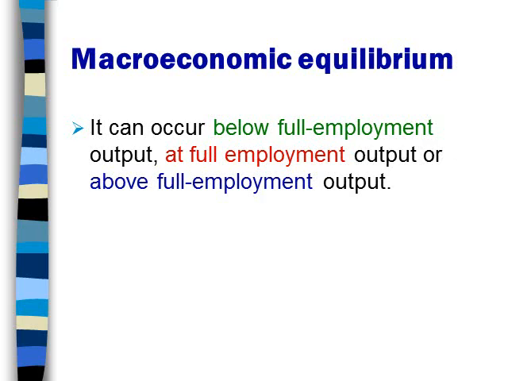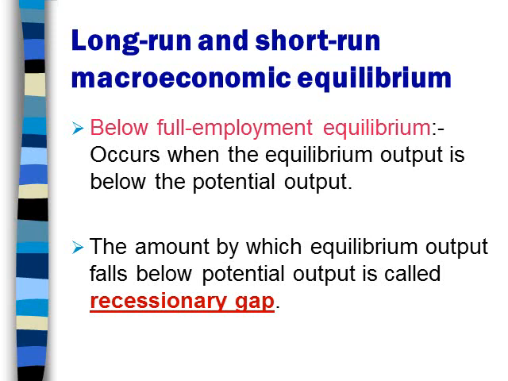Now, your macroeconomic equilibrium can occur at below full employment output, at full employment output, or above full employment output, depending on how we draw the LRAS. Let's take a look at the few possibilities. When your economy produces less than your potential, you are at below full employment equilibrium. Full employment is at LRAS, at your potential. So when you're producing less than that, you are below full employment output or equilibrium.